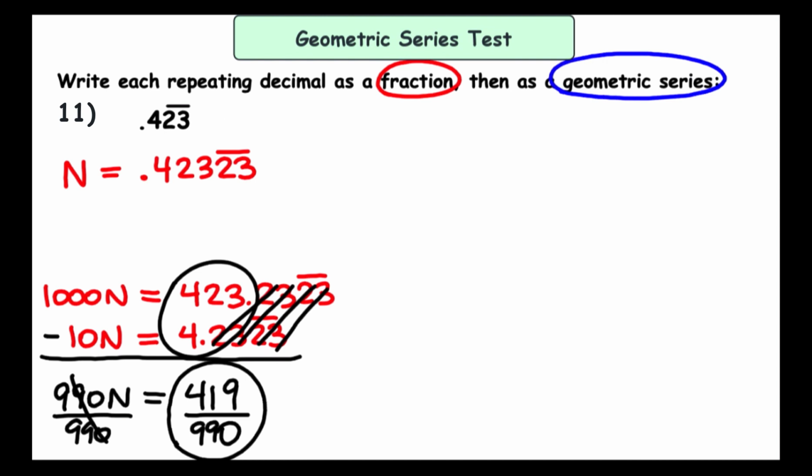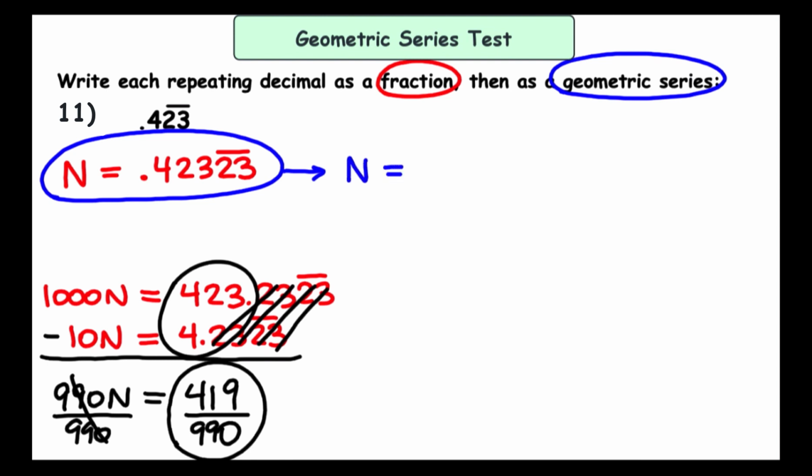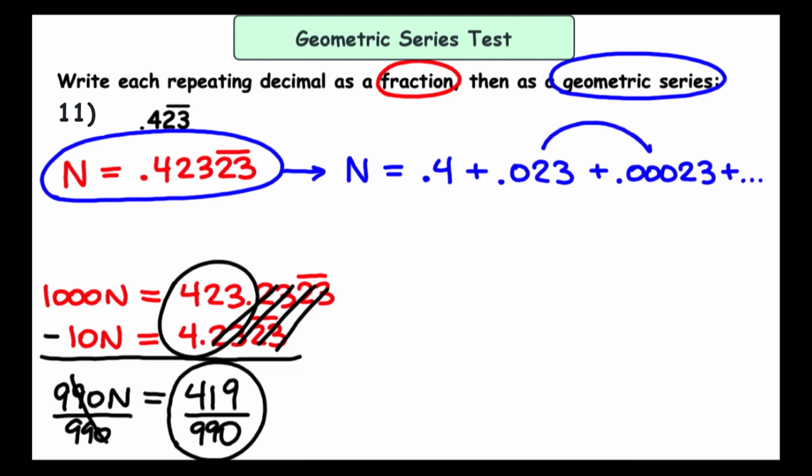All right, let's start right here with this n equals 0.4232323. Let's bring it over to here. n is 0.4 plus 0.023. I had to leave a space because that 0.4 would occupy where the 0 is. Plus 0.00023. And you get the idea, it just continues on forever. Each time you're multiplying, again, by 1/100th or 0.01 to move it over a couple places.